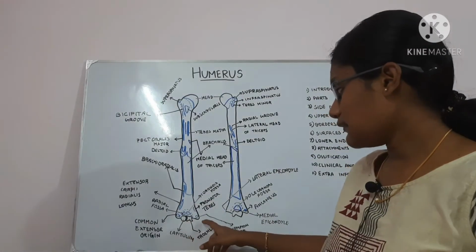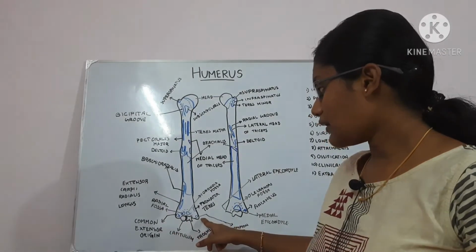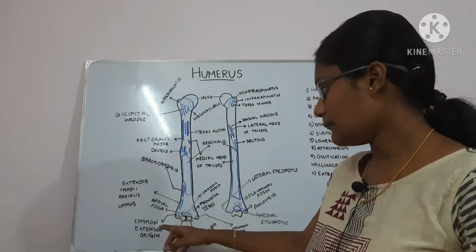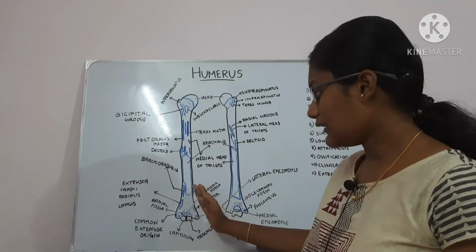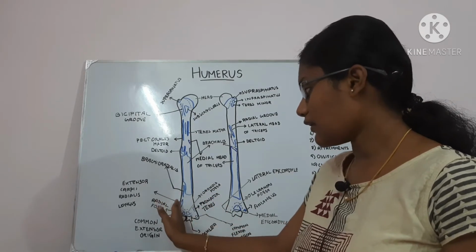Okay, this is the medial epicondyle and this is the lateral epicondyle. The medial epicondyle is present on the medial side and the lateral epicondyle is present on the lateral side. And above the epicondyles, this is the medial supracondylar ridge and this is the lateral supracondylar ridge.